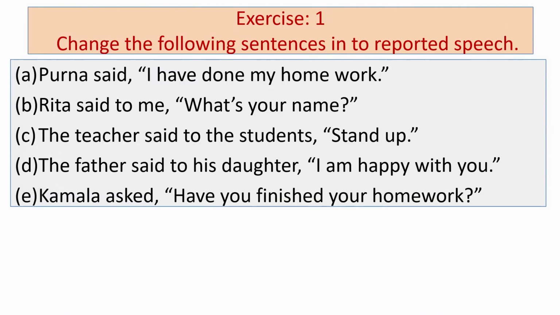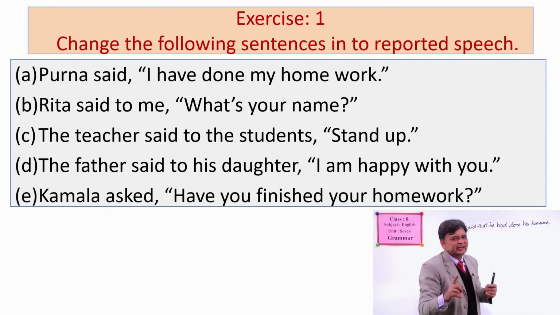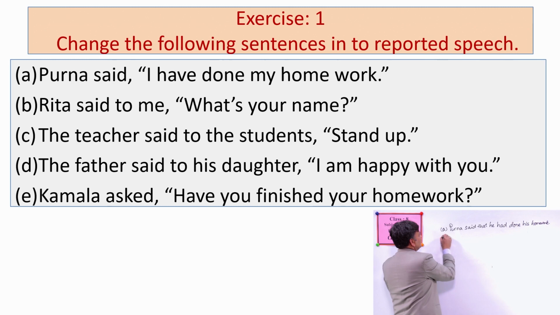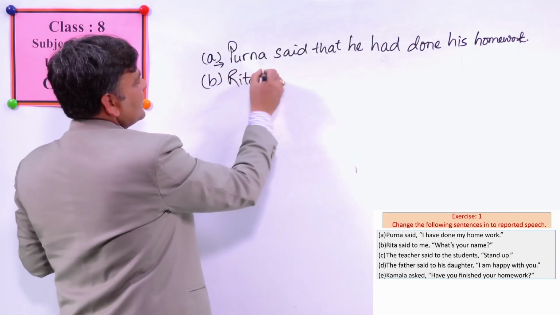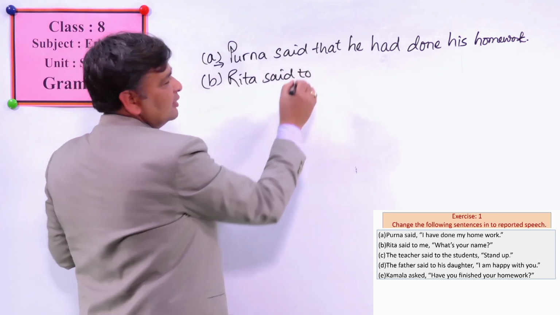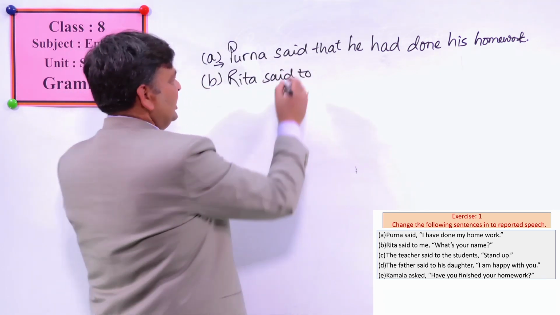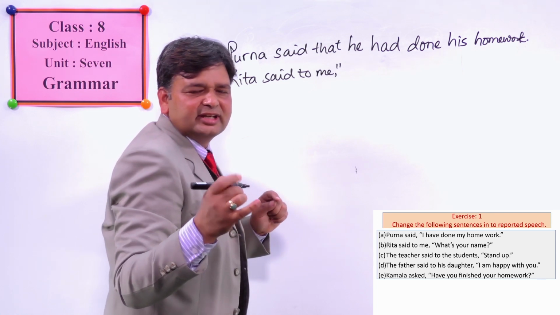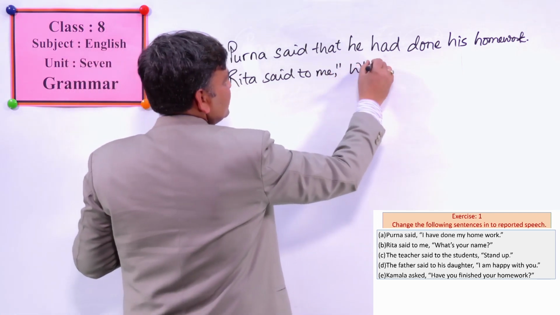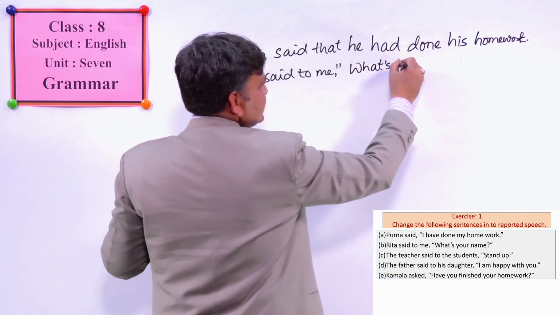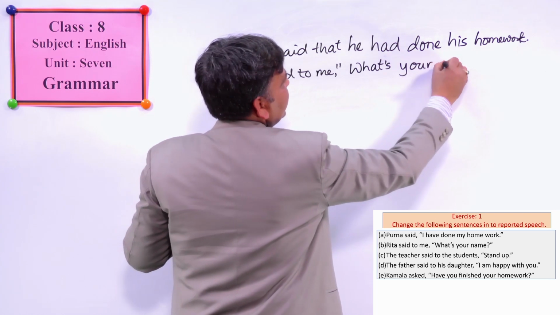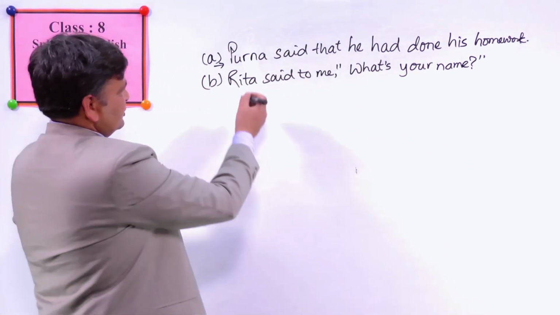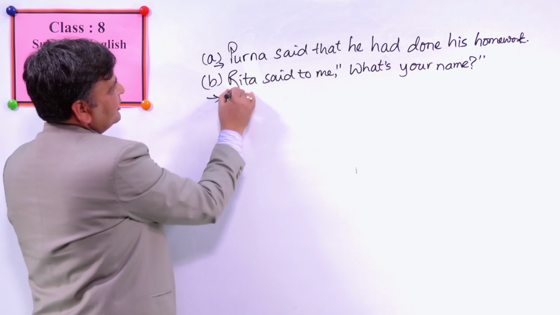So can we try the second one also? This time we have a question sentence. Remember how to change said to. So let's move on to number B. Number B is: Rita said to me, comma and inverted comma. And what is the statement? What's your name? It's not a statement, but a question. What's your name? Question mark. So this time the answer will be Rita.